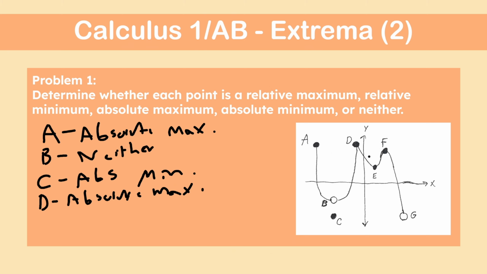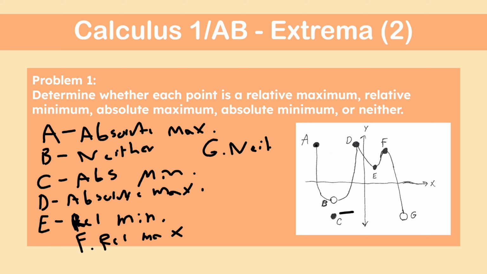Point E is not an absolute minimum, but it can be a relative minimum because it's the lowest point in comparison to its surrounding points. So we can say that E is a relative minimum. F is similar to E, but instead it's a relative maximum because it's not as big as A and D, but it is bigger than its surrounding points. And for G, G is not defined, so G is neither, or none of the above.